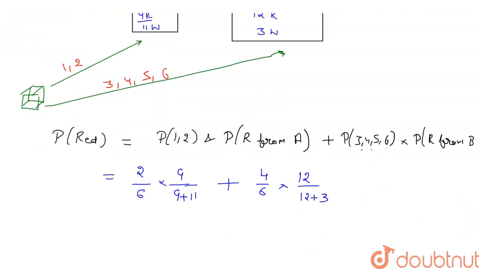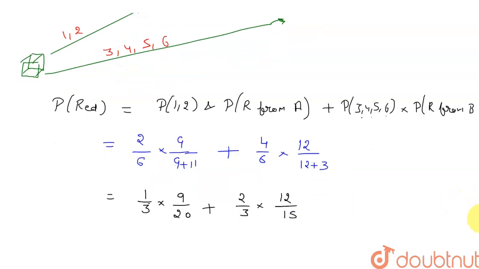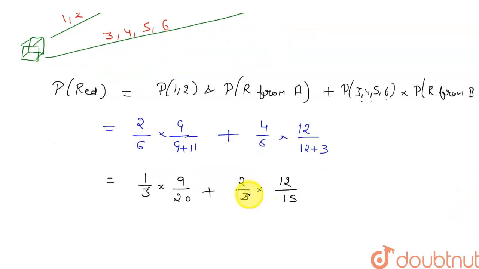So what will be my probability? 2 by 6 I can write as 1 by 3, into 9 by 9 plus 11, which is 20. Plus 4 by 6 I can write as 2 by 3, into 12 by 15, since 12 plus 3 is 15. Now let me simplify this more. I can cut the 3 and the 12 by 4, and cut this 3 by 3. So this is 3 by 20 plus 8 by 15.